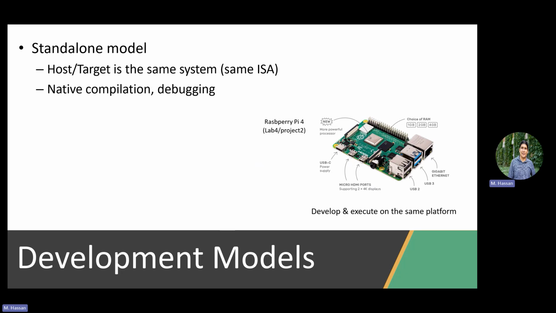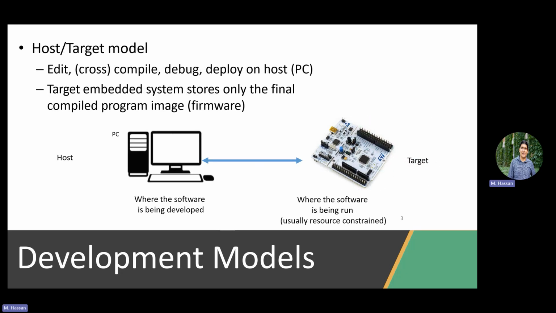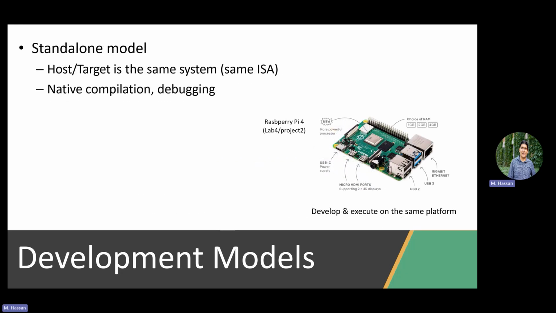Why? Because in a Raspberry Pi, for instance, you have an operating system, Raspbian, and you hook it up to a monitor and then do your development and testing and everything on the same platform. Again, this wasn't possible in, for example, our Nucleo board because it's not as powerful as a Raspberry Pi. It cannot enable you to run this IDE. Okay.